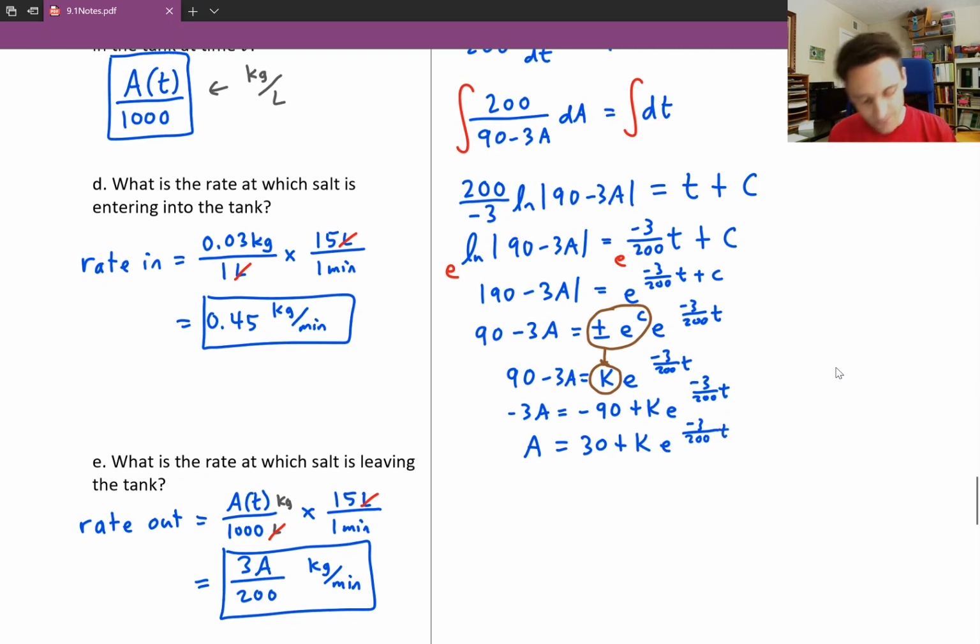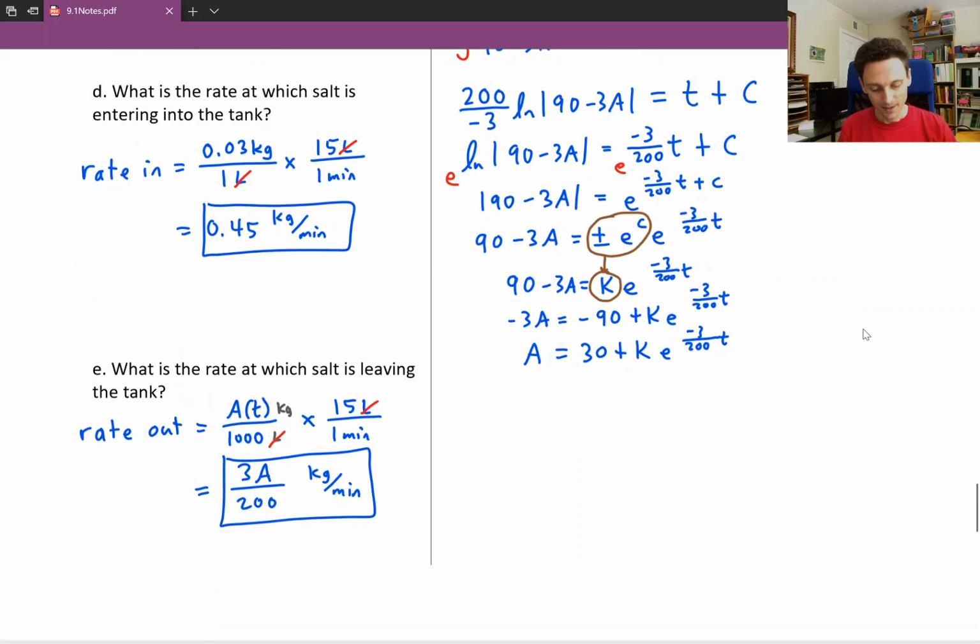There are lots of ways that you can handle these constants. You can be very particular and create a new constant every single time, like C1, C2, C3 if you wanted to. Long story short, we've got a of t now: a of t equals 30 plus k times e to the -3/200t. This is an equation that models the amount of salt that we have in the tank over time t.